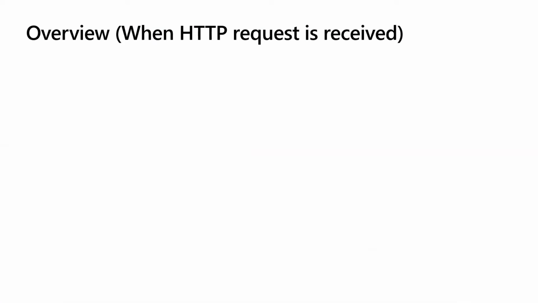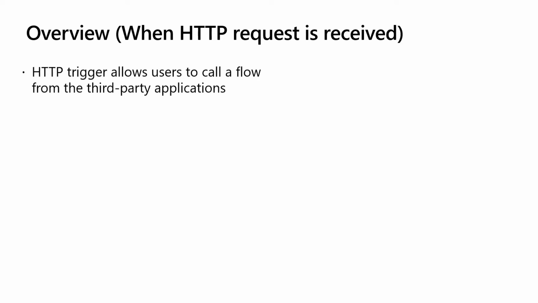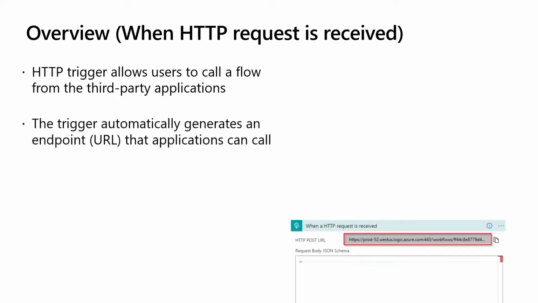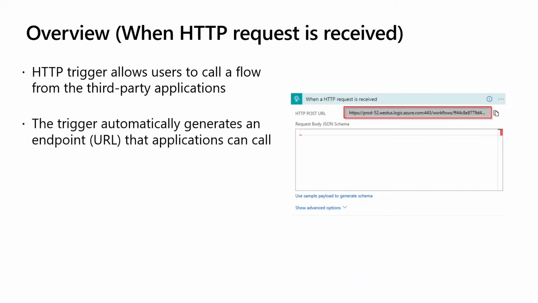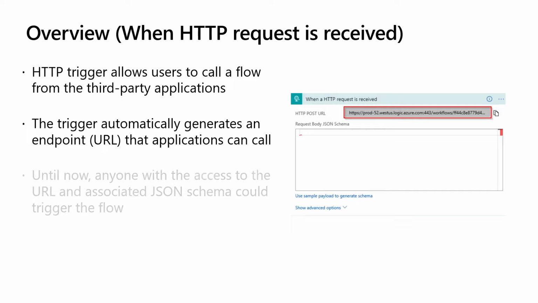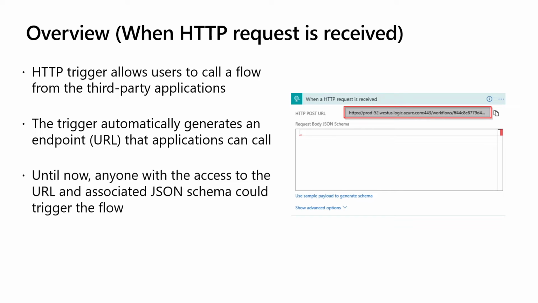So there is a trigger in Power Automate: when an HTTP request is received. This trigger allows users to call a flow from third-party applications. The trigger automatically generates an endpoint or URL that applications can call. Until now, anyone with access to the URL and associated JSON schema could trigger this flow.